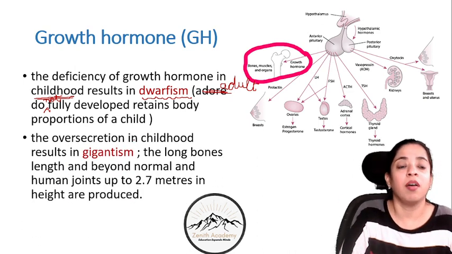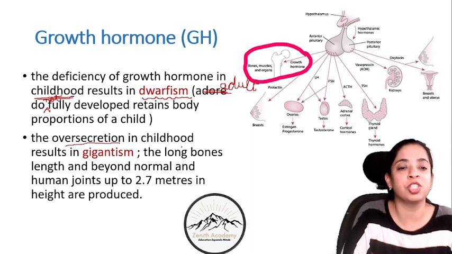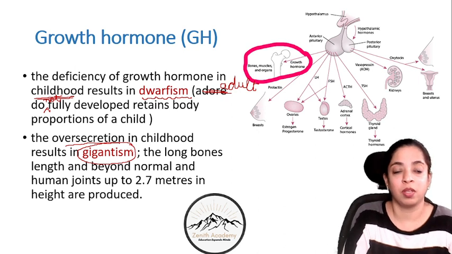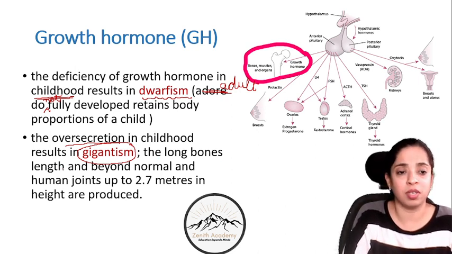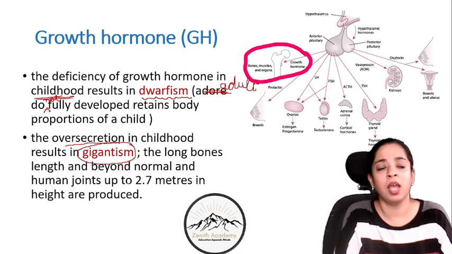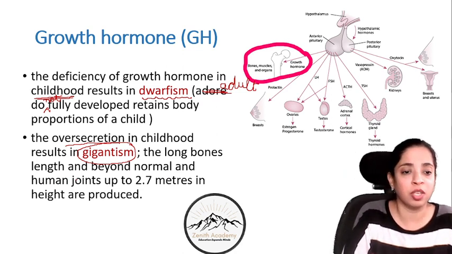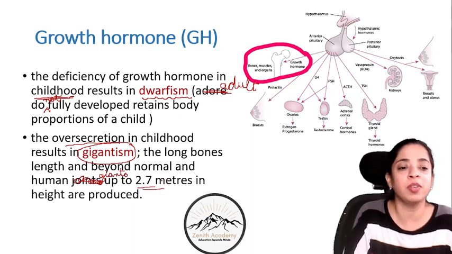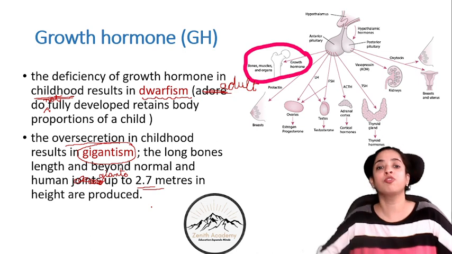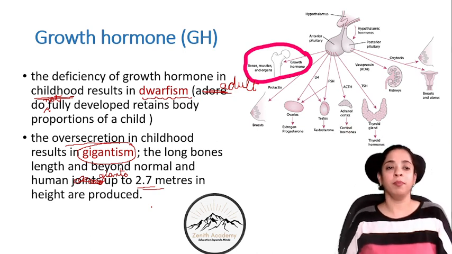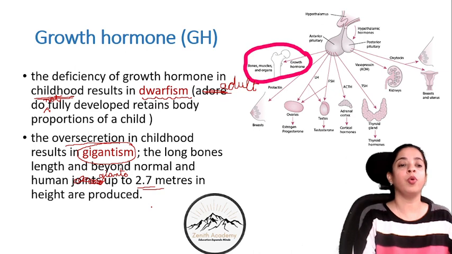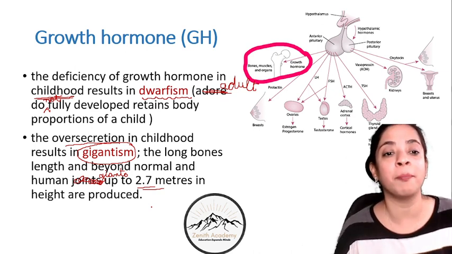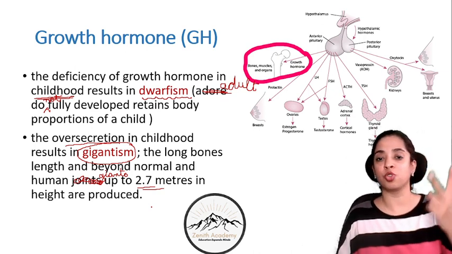Now, if there is an oversecretion in childhood, then this results in gigantism. The long bone length grows beyond the normal, and human giants up to 2.7 meters in height are produced. So both of them, the deficiency of growth hormone and the oversecretion, when this happens in childhood, we have these two abnormalities.